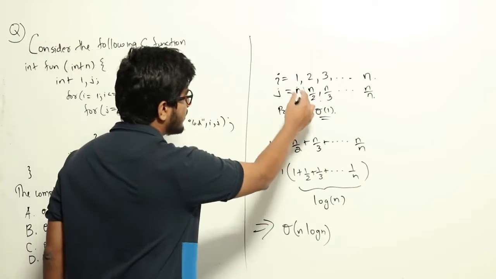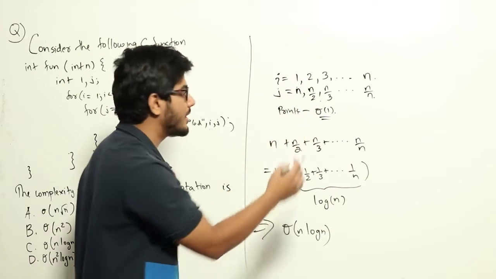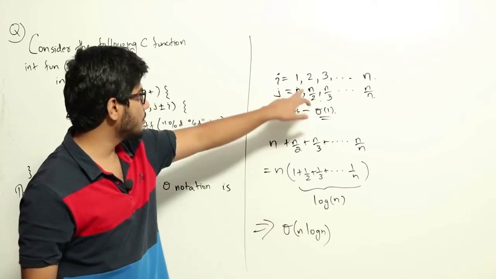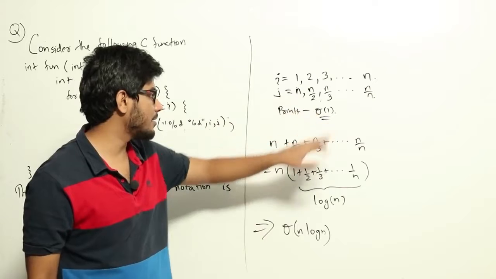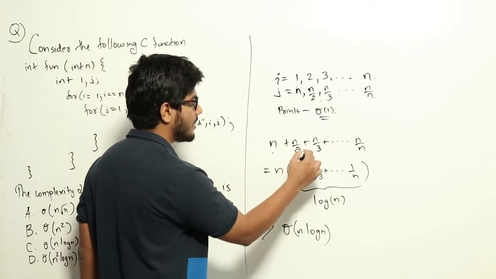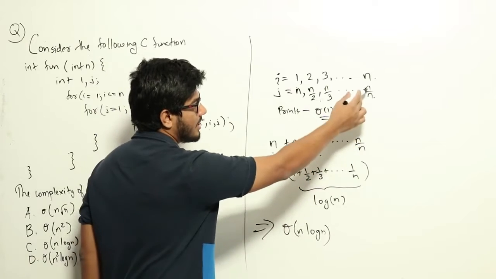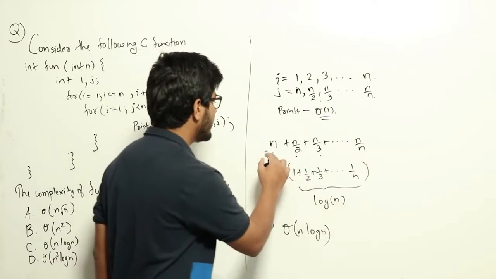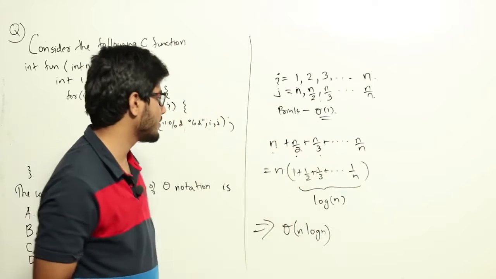When i is equal to 1, the loop for j will run n times, meaning n printf statements will be executed, so we will add n for that. Similarly, when i is 2, the loop will run n by 2 times, meaning the printf statement will run n by 2 times. So n plus n by 2, plus when i is 3 it will be n by 3, etc. When i is n, the loop will run n by n times, that is 1 time. So this is the number of times the printf statement will run, and that is the complexity also.